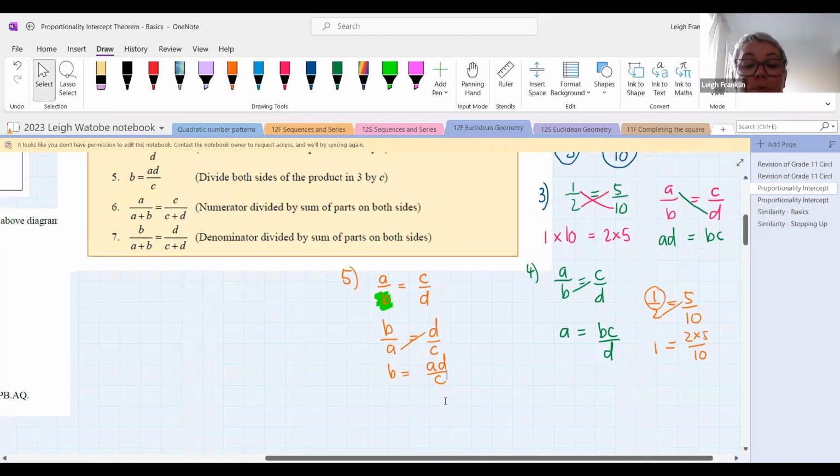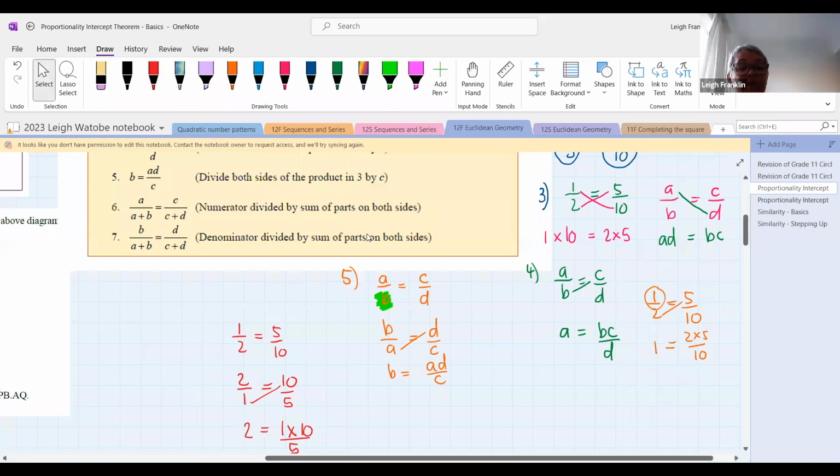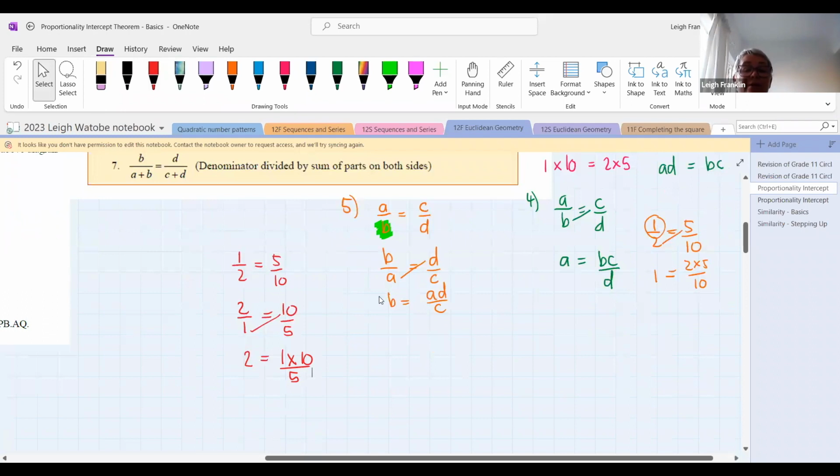Now in terms of our numbers, the reason it works is this, because 1 over 2 was 5 over 10. That's where we started. Then we inverted, and then we cross multiplied. So in other words, 2 is equal to 1 times 10 divided by 5. 10 divided by 5 is 2. That's why we are allowed to make these manipulations with these letters.